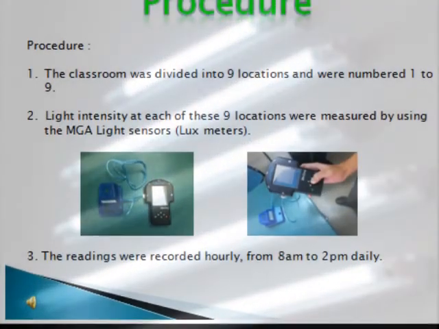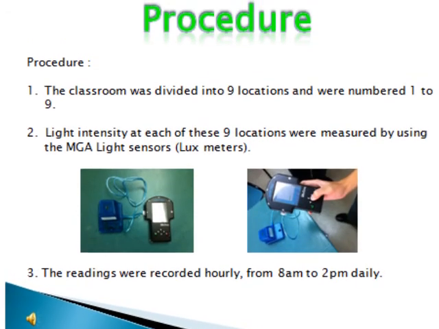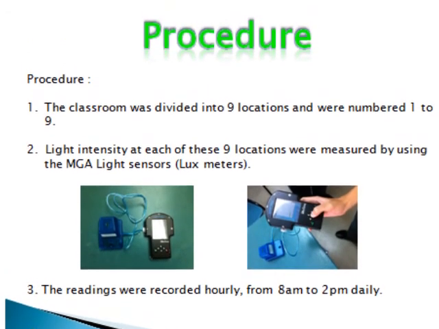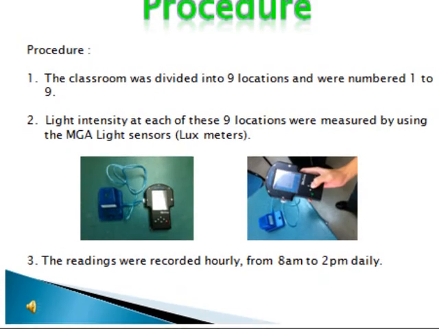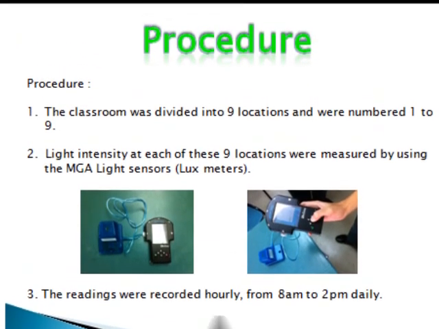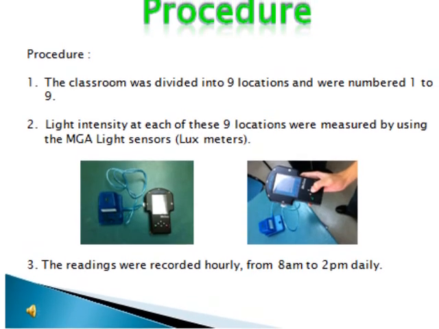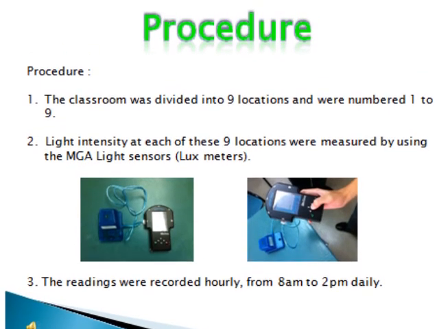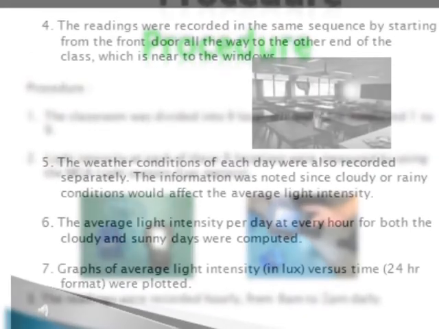Here is how we conducted the experiment. The instrument we used is a light sensor and data logger. We carried out the experiment in our own class as the sample and started out by dividing the classroom into 9 locations. From 8 a.m. to 2 p.m. daily, we measured and recorded the readings hourly from the 9 locations.